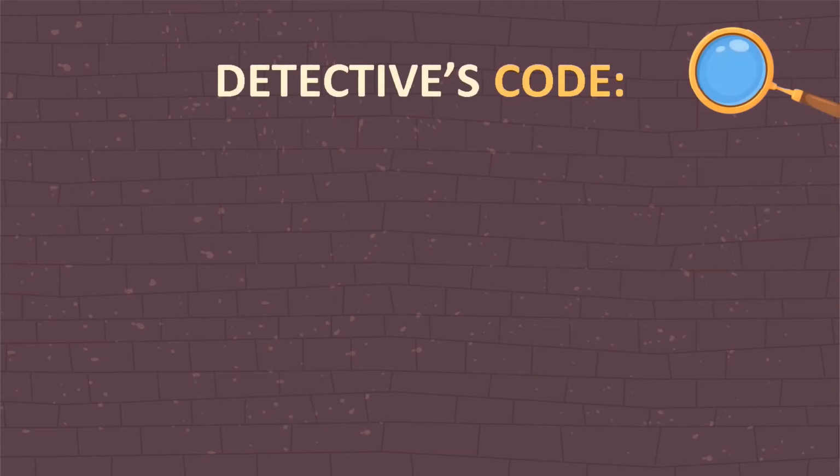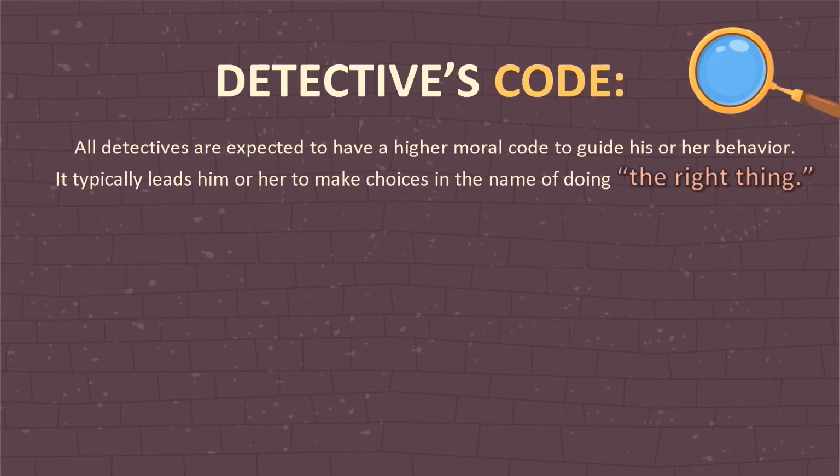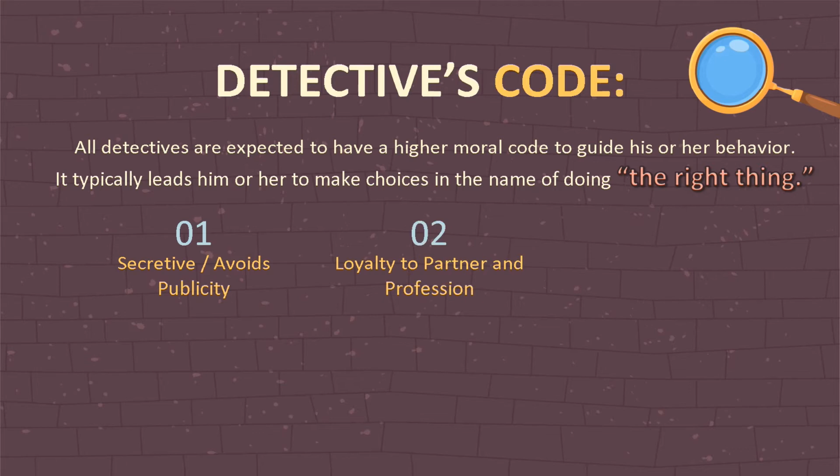Talking about the detective's code. All detectives are expected to have a higher moral code to guide his or her behavior. It typically leads him or her to make choices in the name of doing the right thing. Some aspects of this code include being closed-mouthed and anonymous, which simply means secretive and avoiding publicity or fame. Loyalty to partner and profession.